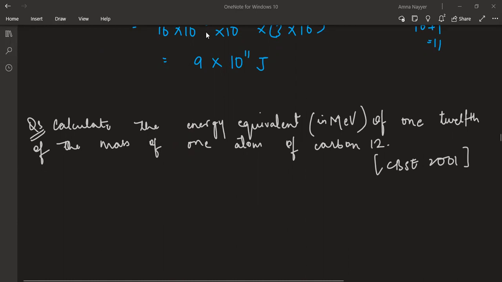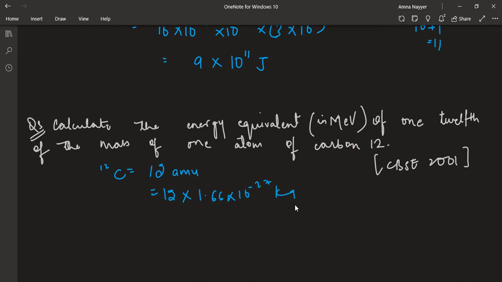Class, how do you calculate the energy equivalent over here? The mass of one atom of carbon-12 is 12 amu. So we convert amu, atomic mass unit, into kgs. You multiply it by 1.66 into 10 to the power minus 27 kg. Once you have obtained the mass, you will calculate the energy. So energy will be mc square: 12 into 1.66 into 10 to the power minus 27 into (3 into 10 to the power 8) whole square.